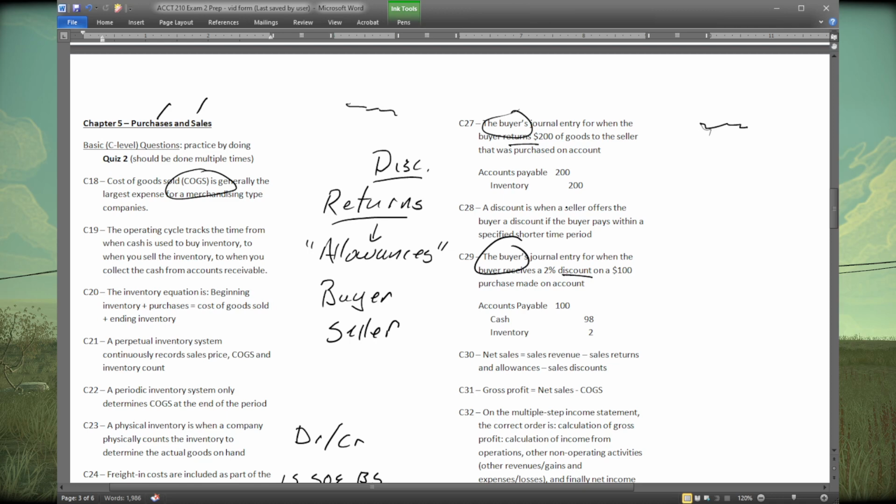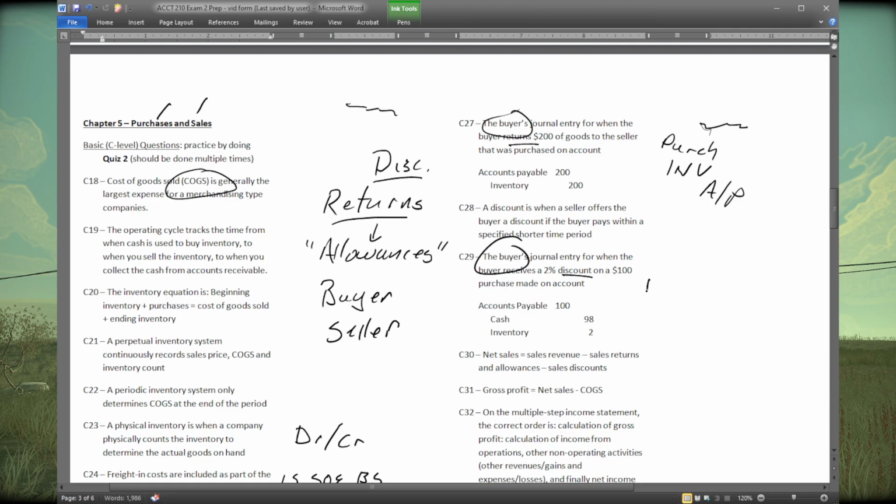And so a buyer's return, well, this makes sense because when we originally purchased it, we got inventory. This would be the original purchase. We debit inventory and credit accounts payable. And then when we took some of it off, we just backed it out. We returned the inventory, so inventory went down. The accounts payable also went down.